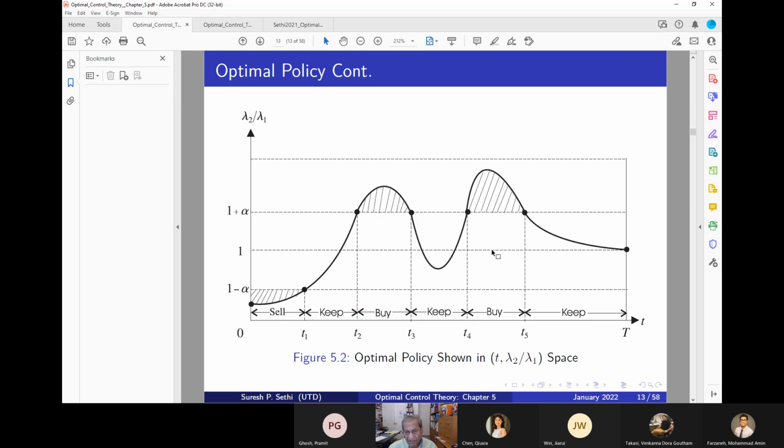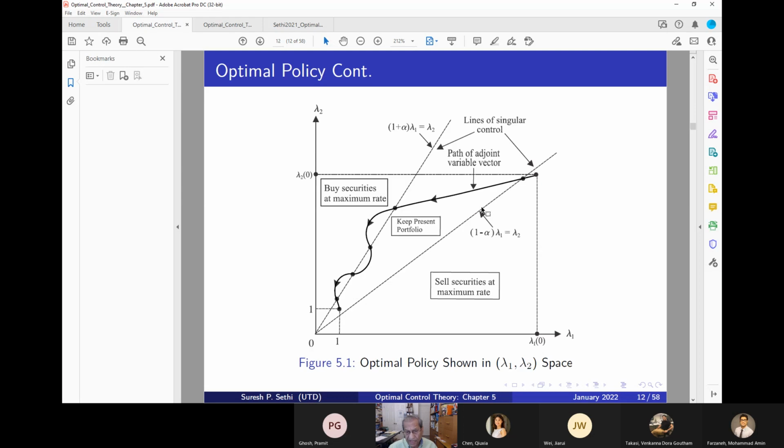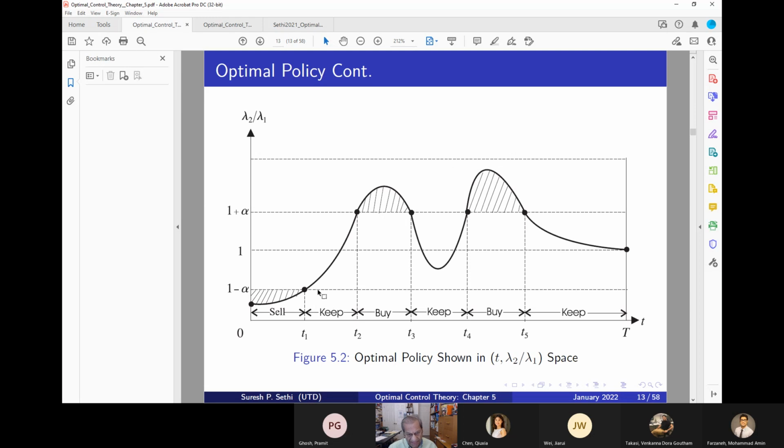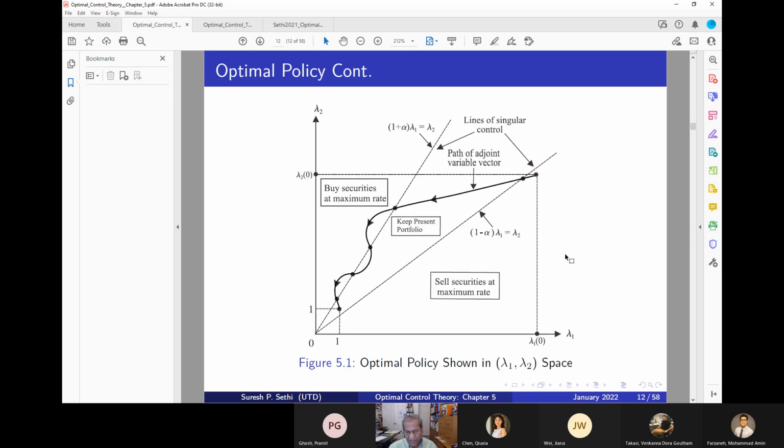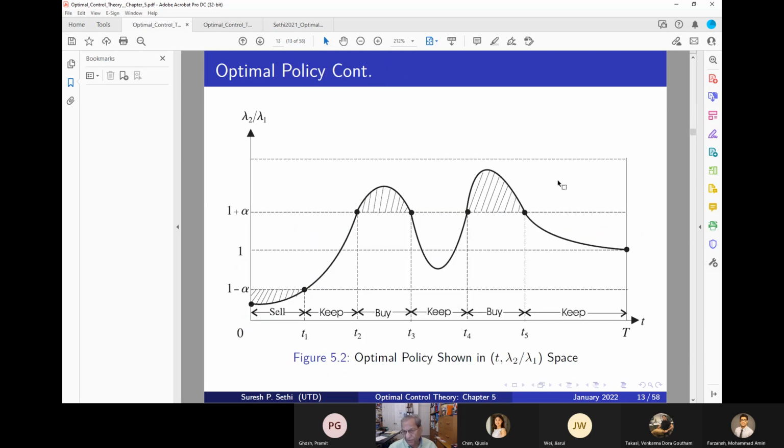But we can rewrite this path in terms of time, and you can see that there is a singular control, and there is buy securities, do nothing, buy securities, and this is what's going on here. And there's a sell securities right here. So we sell, keep, do nothing, buy, again do nothing, buy, again do nothing. So this path is the same as this path in a different space.